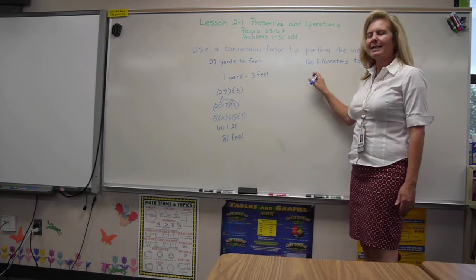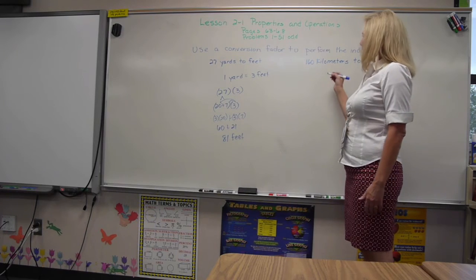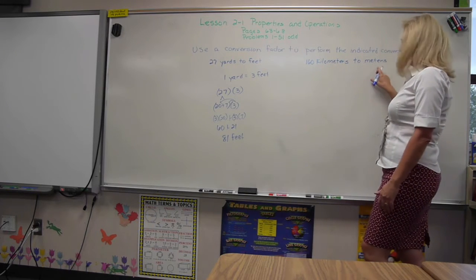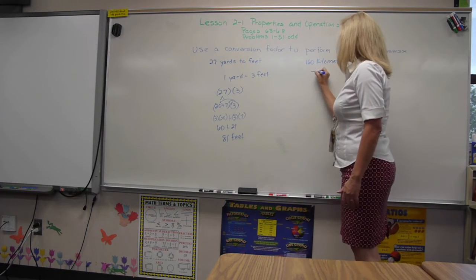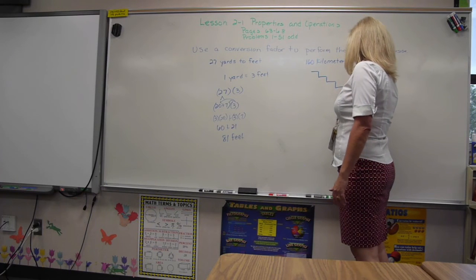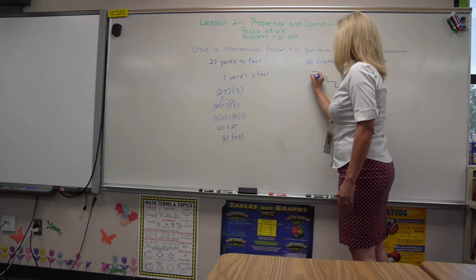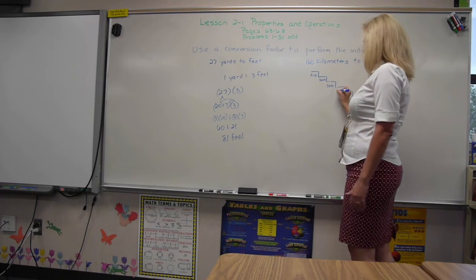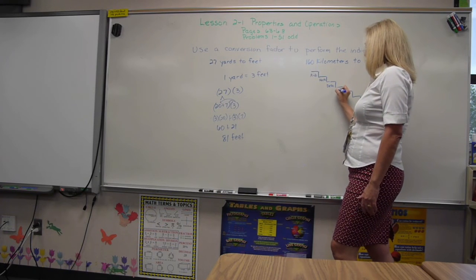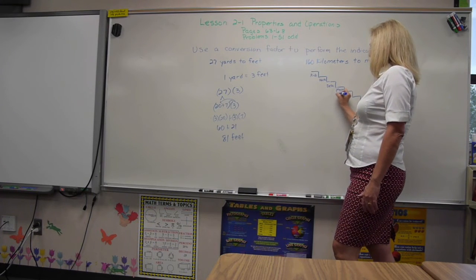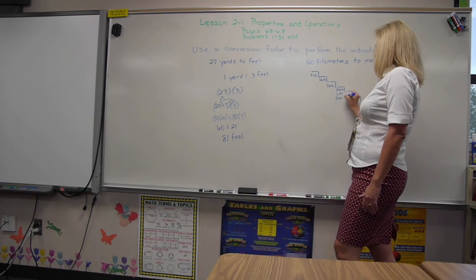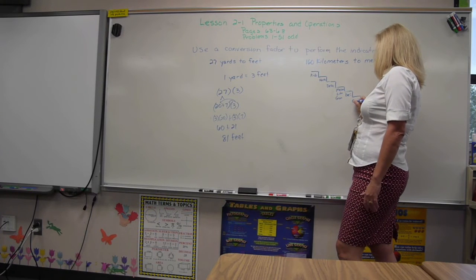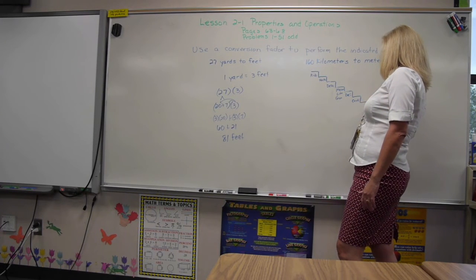But if you are going to convert with kilometers, well, if I want to go from kilometers to meters, I think of a stair step. And I have kilo, hecta, deca. These are my base units. So this would be like my meter, my liter, or my gram. Then I have deci, centi, and the 7th step is milli.